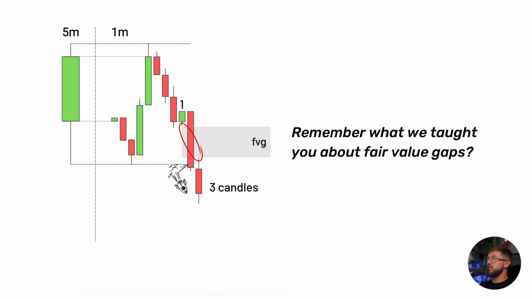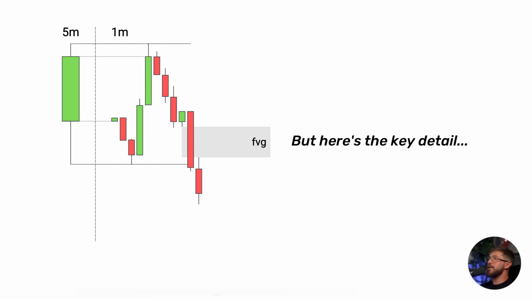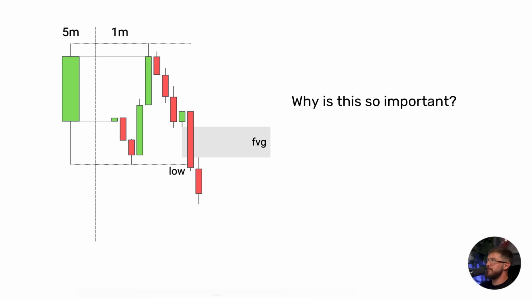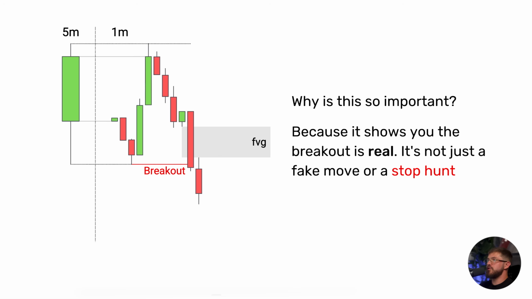And remember what I taught you about fair value gaps. They're 3 candles moving with such violent force that they leave a gap between the wicks of the first and third candle. But here is the key detail. One of those 3 candles must close below the low or above the high of the 5-minute battlefield candle. And why is this so important? Well, because it shows you the breakout is real. It's not just a fake move or a stop hunt. Sellers are taking control in this example, pushing the market beyond the established range.